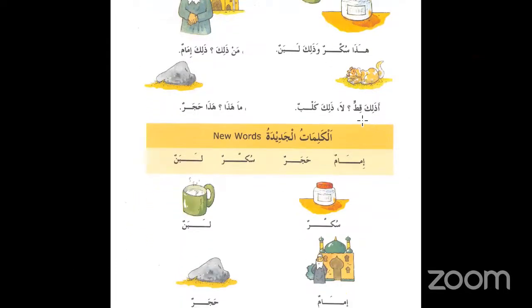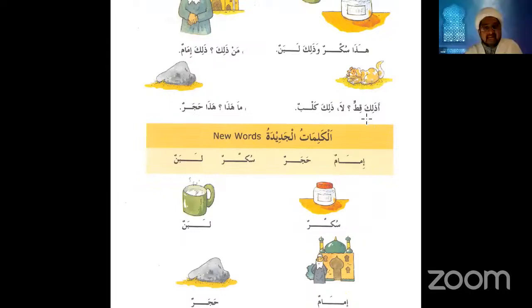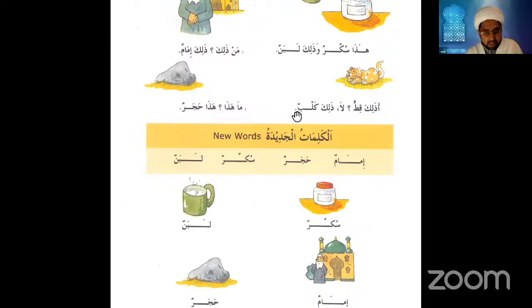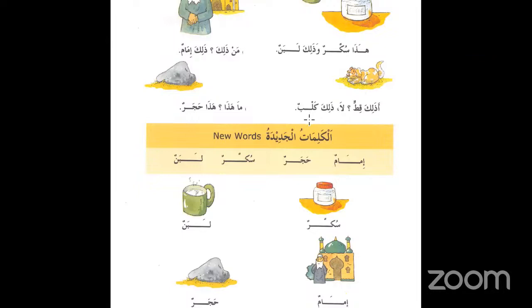Azalika kalbun? Is that a dog? La, zalika kalbun. No, that is a dog. That is a dog. Correct.